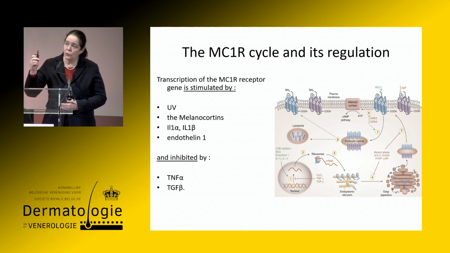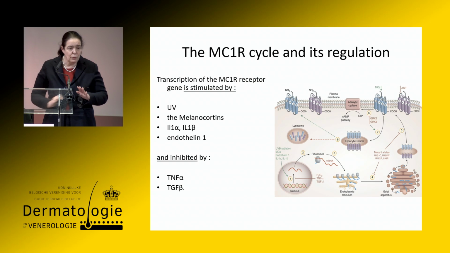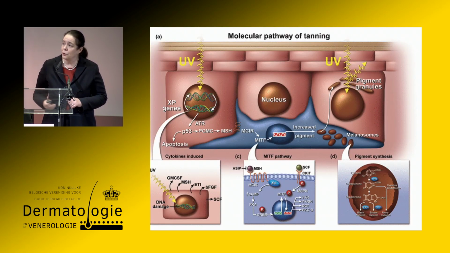But first, I just want to remind you of the MC1R, the MSH receptor. This is also stimulated by UV itself, as is MSH, as I just mentioned. Also, you know that inflammation can increase pigmentation of the skin, and you see that IL-1 is also induced by UV and related to the MC1R, and it's inhibited by TNF-alpha and TGF-beta. But we won't go into these mechanisms, which are much more complicated and not needed for today.